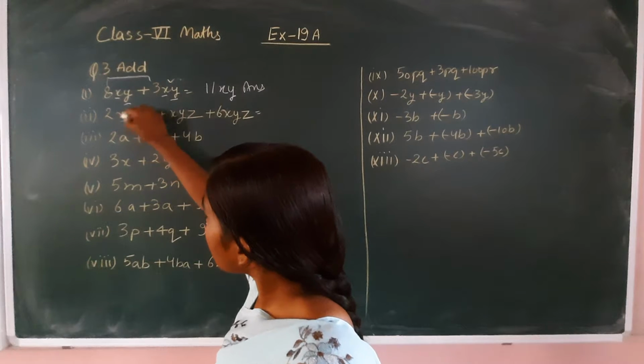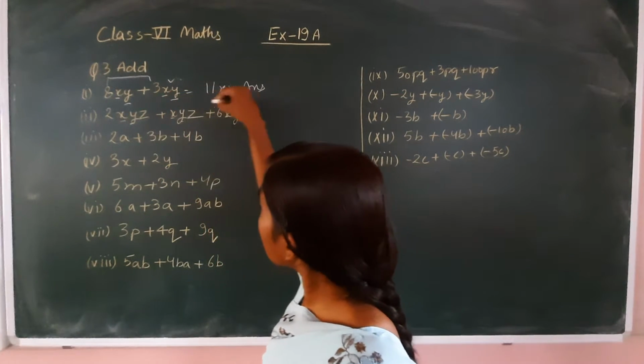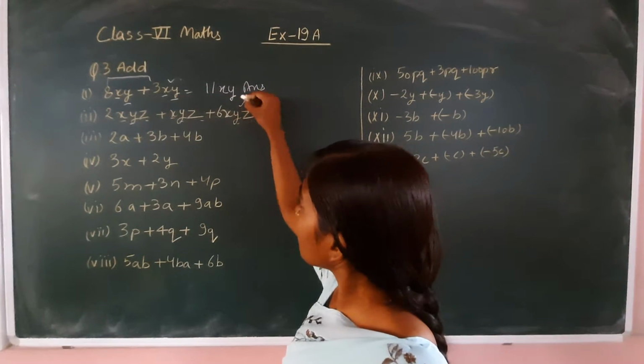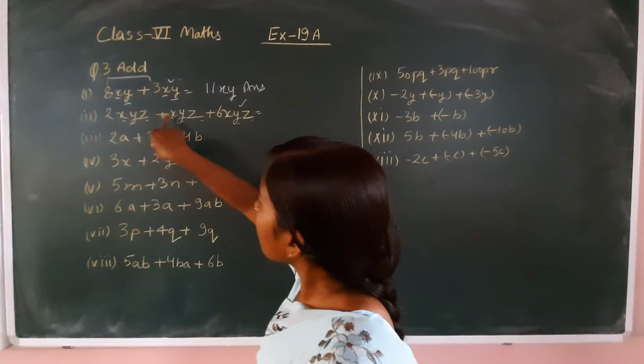Check the variables. This is x, this is x, this is x. Here is y, here is y, here is y. Z is also there. Yes, these are like terms. They will get added or subtracted. 2. Here nothing is written.